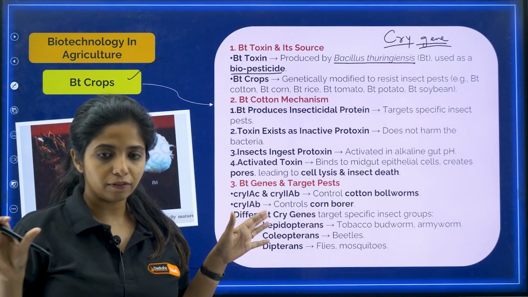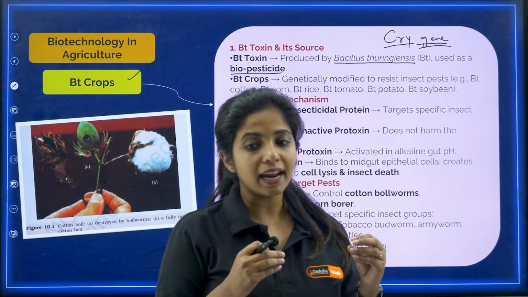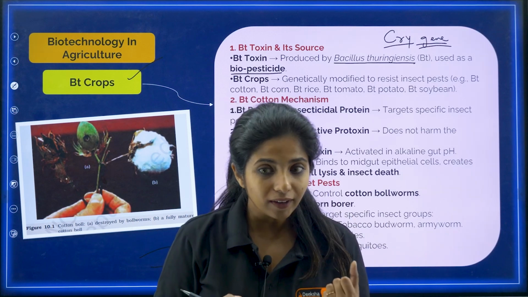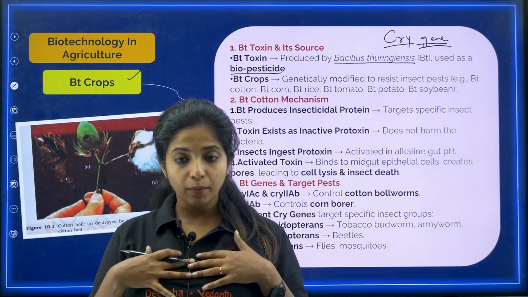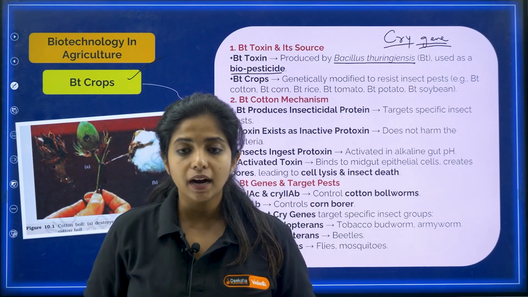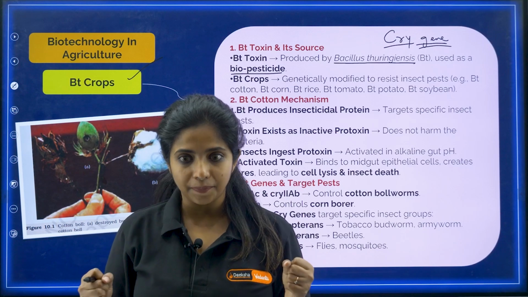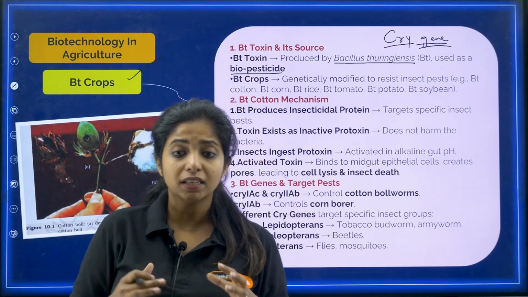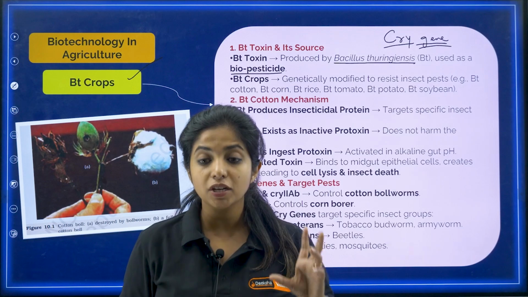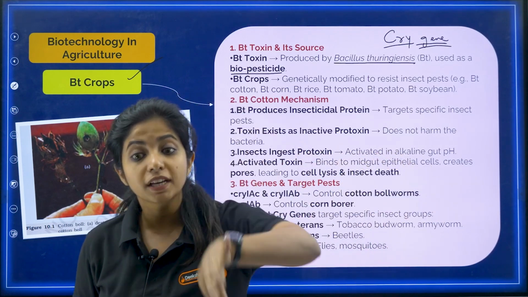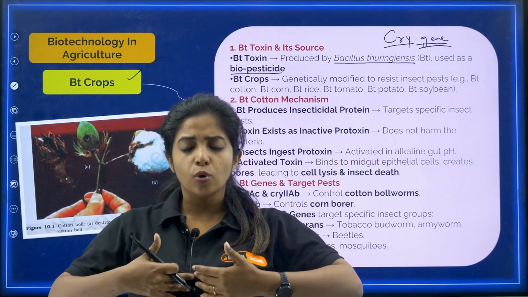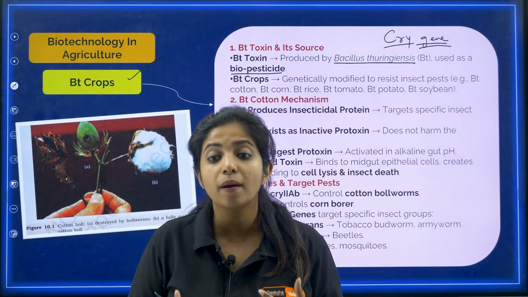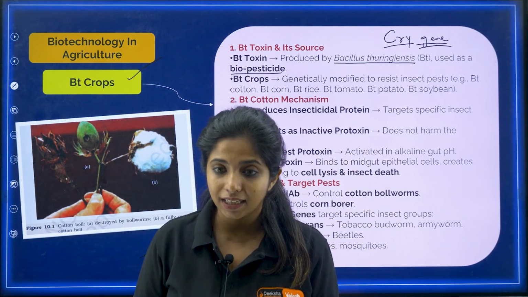Suppose I am a butterfly caterpillar. I came and ate the plant which was having the bacteria, that is Bacillus thuringiensis. What will happen? Now the bacteria is inside my gut. If I am an insect, inside my gut there is an alkaline pH. In this alkaline pH, the inactive toxin becomes active, and it is going to cause damage to the epithelial cellular layers of my midgut, and I am going to get killed.